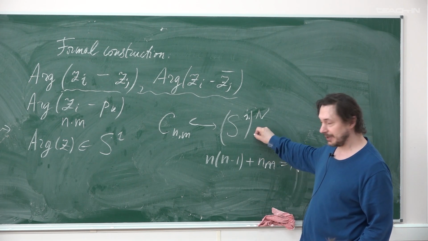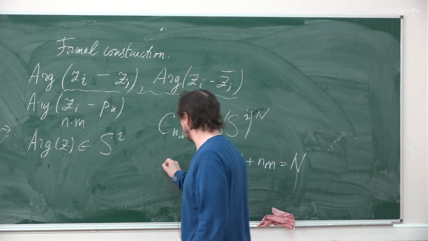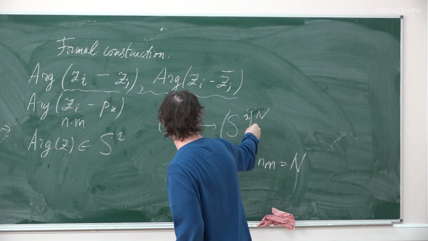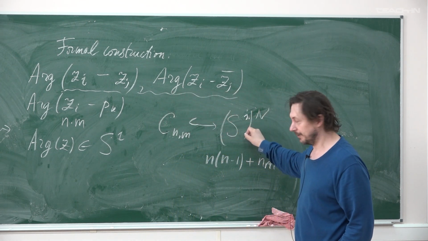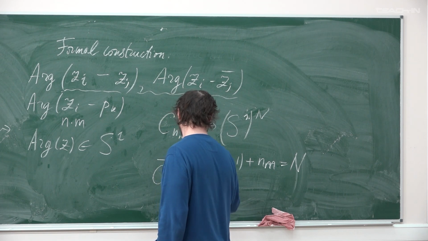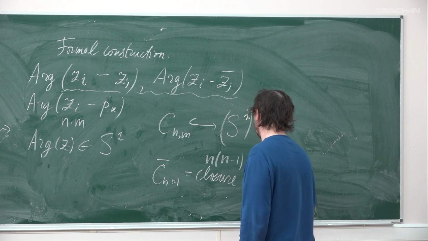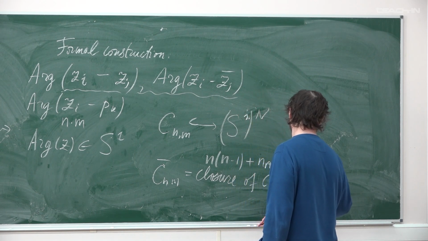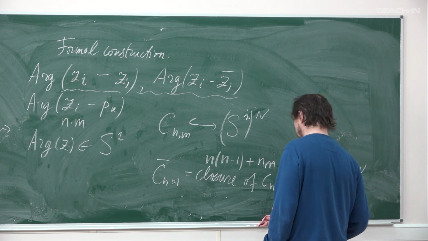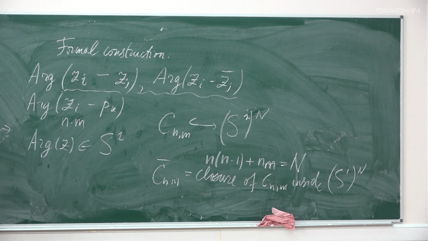But the space on the right is compact. So now I compactify this by taking its closure, the closure of its image on the right. So C and M bar is equal to the closure of C and M inside S1 to the power n, inside this torus. This is the formal way to introduce this compactification.